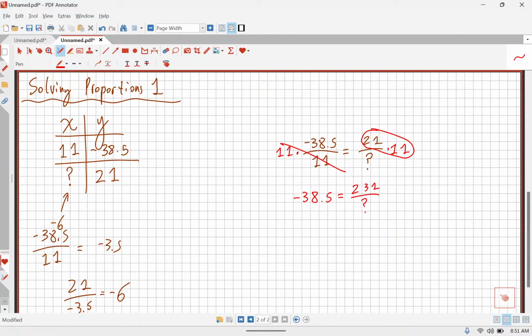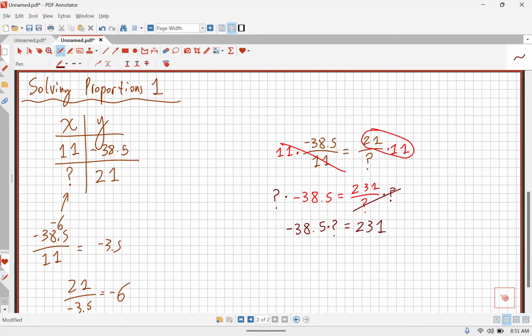Now that equation looks insane. How many of us think that equation looks kind of crazy, like with the variable in the denominator? And that's the thing. We don't really like having variables in denominators, but lucky us, we get to multiply by a variable if we feel like it. And we can just divide it out, and it's gone. Because now this says negative 38.5 times question mark equals 231. And that is a one-step equation.